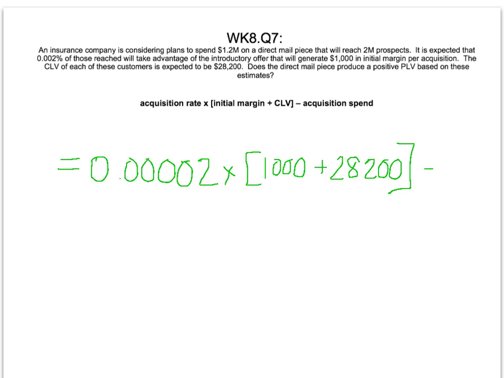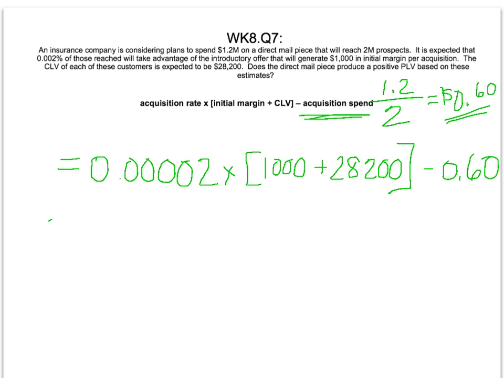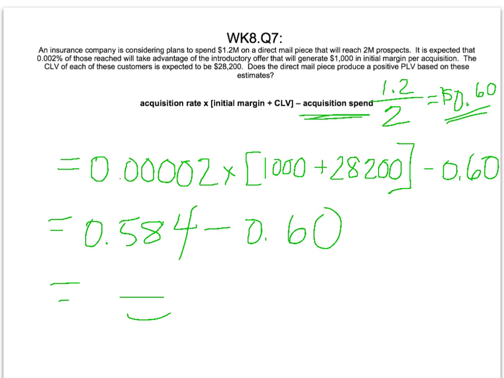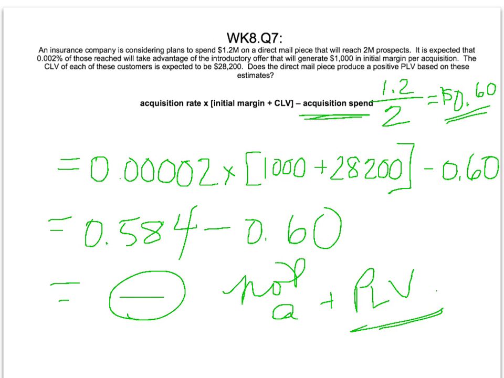And then we're going to subtract our acquisition spend. Your acquisition spend is on a per prospect basis. So in this case, we spent $1.2 million to reach 2 million prospects. So per prospect, that's costing us 60 cents. So again, executing the math, 0.584 minus 0.6 yields a negative number, so it's not a positive prospect lifetime value.